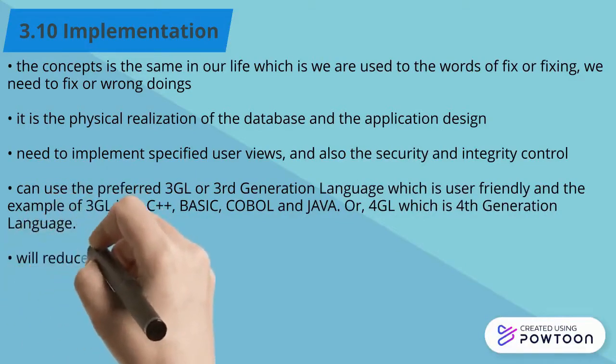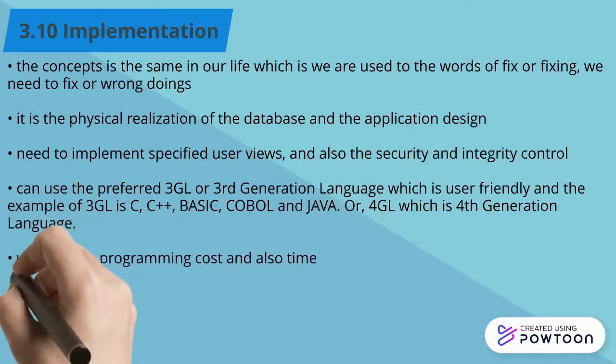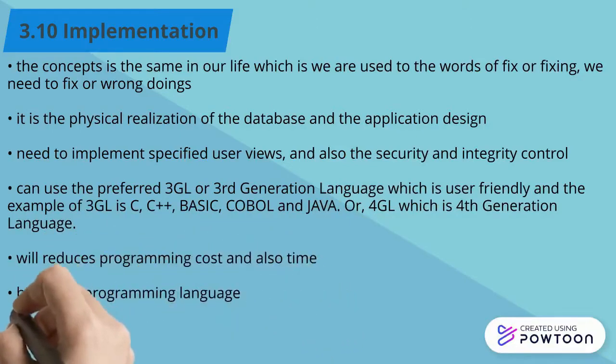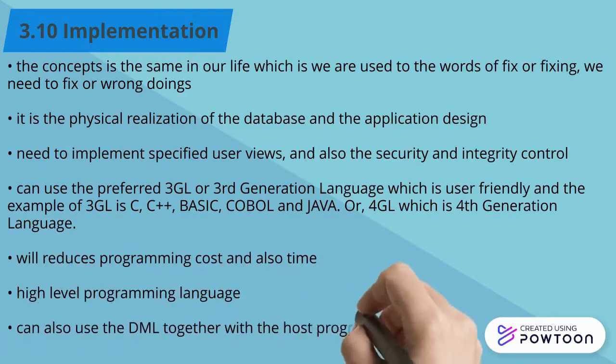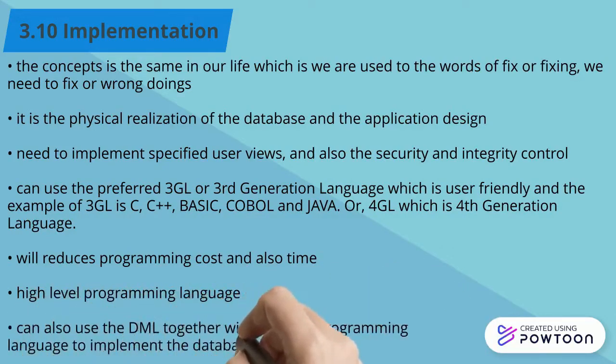In order to implement the application programs, they can use the preferred 3GL, or third generation language, which is user-friendly and machine-independent. Examples of 3GL are C, C++, Basic, COBOL, and Java. Or 4GL, which is fourth generation language. It reduces programming costs and also time, and it is a higher-level programming language. And they can also use DML together with a host programming language to implement the database transactions.